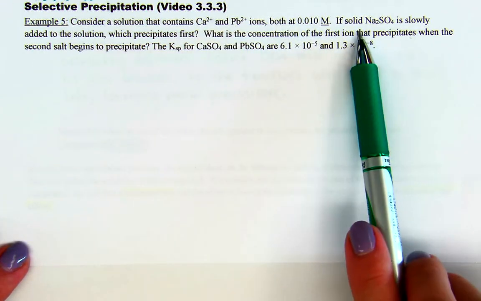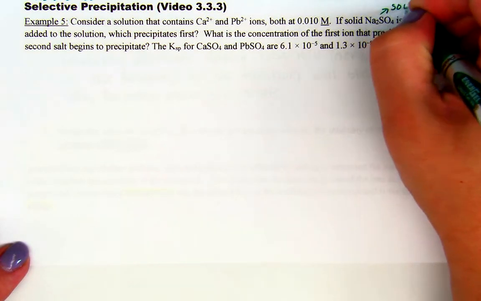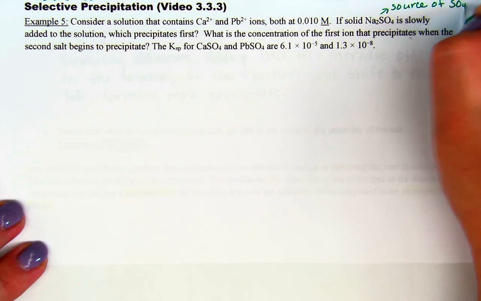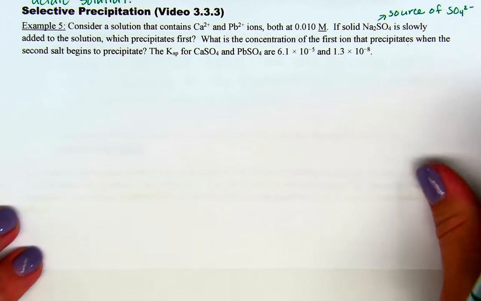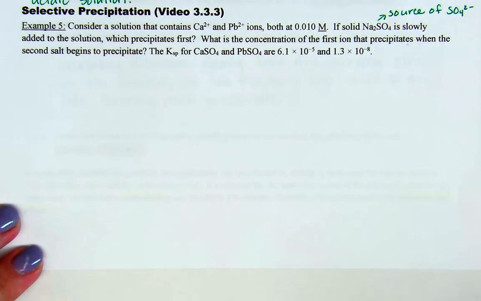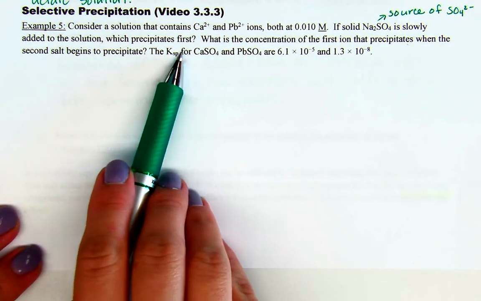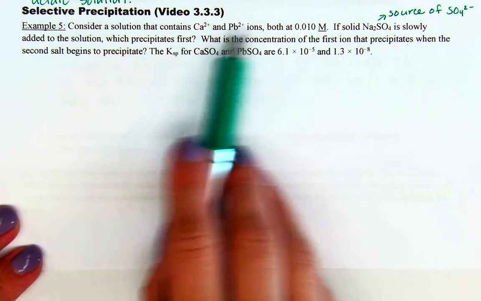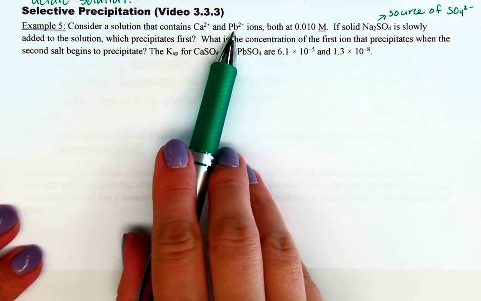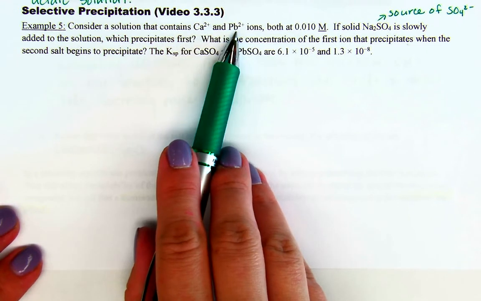And then if we add solid sodium sulfate, this is a source of SO4 2-. So it's a source of sulfate. We don't care at all about the sodium, just the sulfate. That sodium is going to be a spectator ion anyway. If it is slowly added to the solution, which precipitates first? So we are looking at if we took this sulfate and we added it to a solution of calcium and lead, are we going to get calcium sulfate or lead sulfate first?